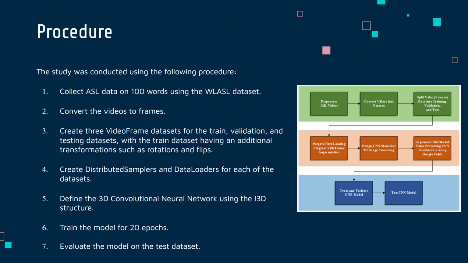So in this project, the procedure I used was the following. I first collected ASL data on 100 words using the WLASL dataset. I converted these videos to frames and created datasets out of them for my training, validation, and testing datasets. And since I was using a TPU using Google Colaboratory, I needed to create distributed samplers and data loaders for each of the datasets. I then defined my 3D CNN using the I3D structure built by DeepMind and trained the model for 20 epochs. Finally, I evaluated the model on the test dataset.